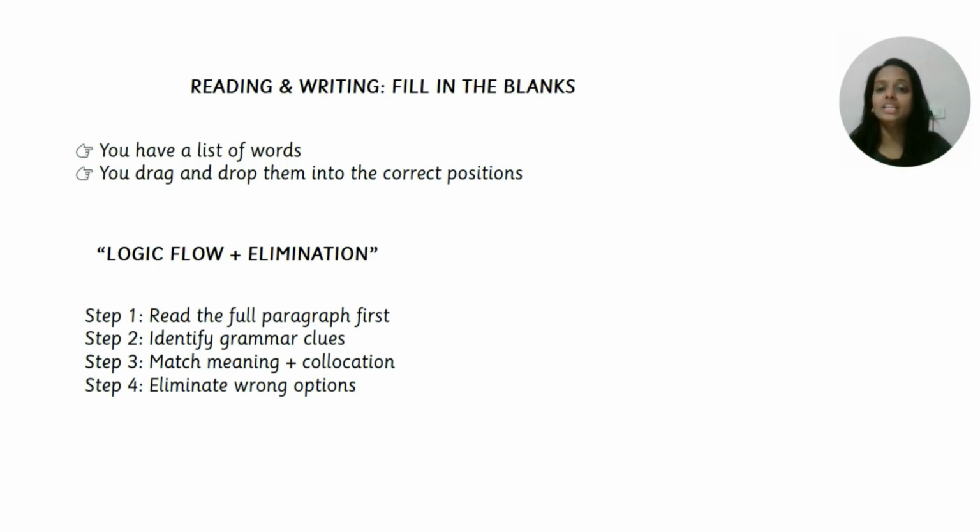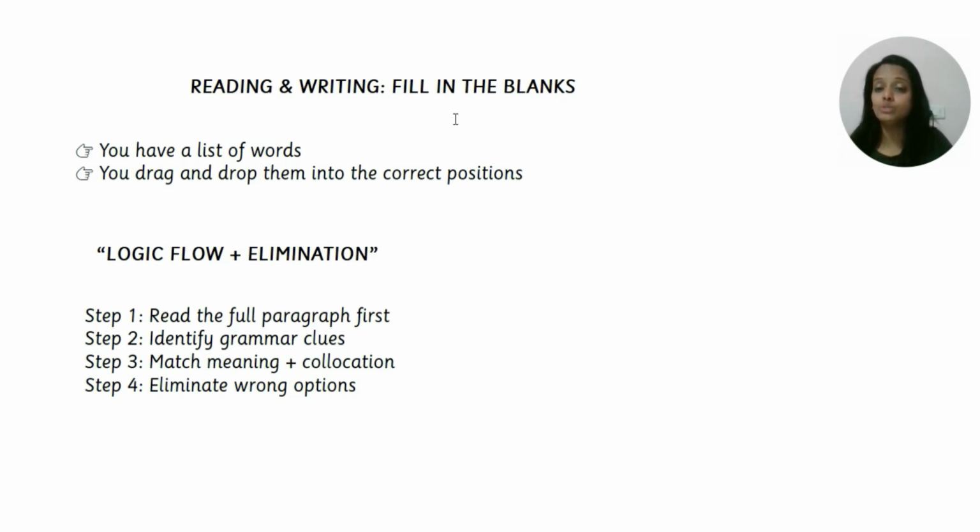Got it? Example: companies must implement robust systems to dash sensitive information. Now you have to use the logical flow. Topic is about data security and privacy, right? So the missing word should support protection, safety, compliance. So that immediately makes the paragraph direction clear. So your brain understands this blank is not random. It belongs to the paragraph's larger message about protecting data.